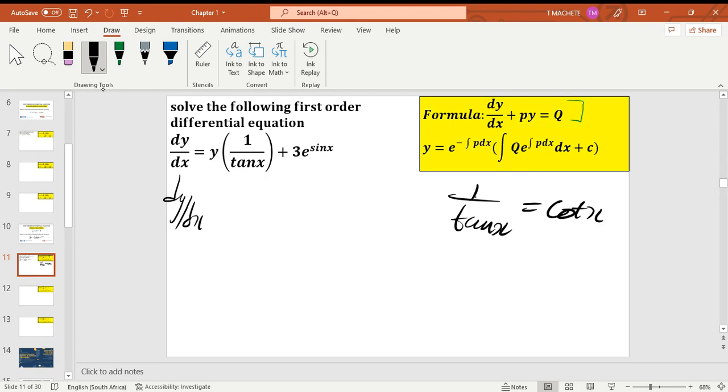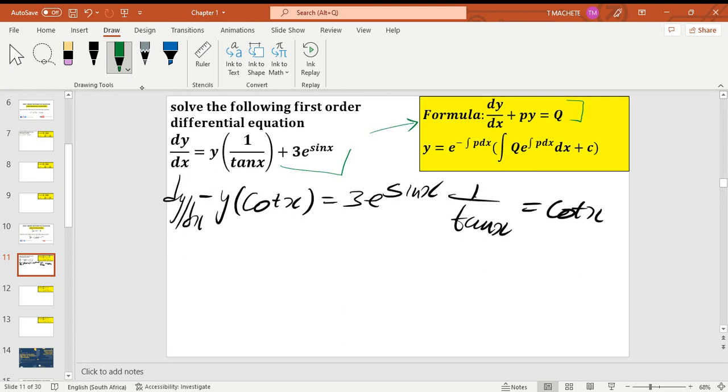We make dy over dx, then we put that y to the other side. Then you've got cot x equals 3e sine x. So basically, we are trying to make this equation similar to that equation right there. So we are trying to make it similar to that.